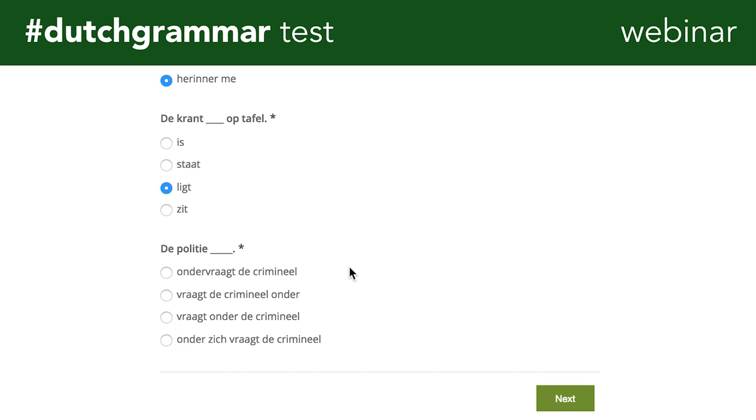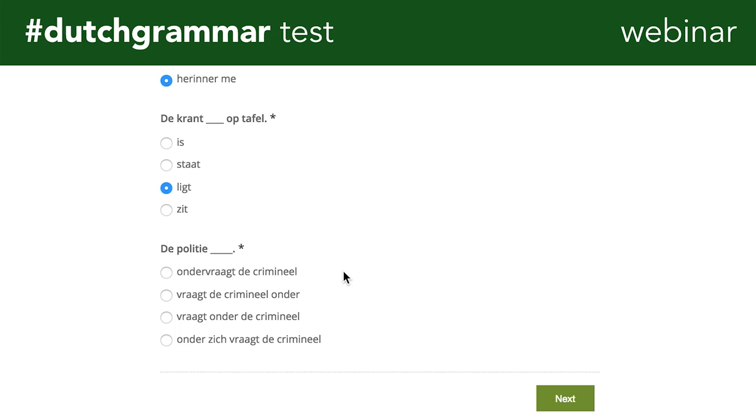De politie. This is a difficult one. In lesson 32, we discussed that there are separable verbs and that there are verbs that look like separable verbs, but in fact they don't split up.